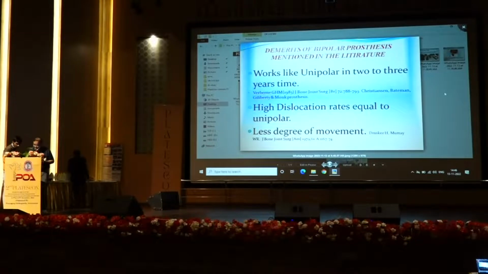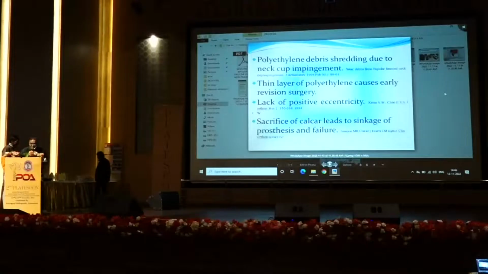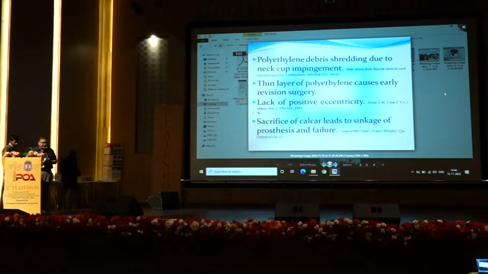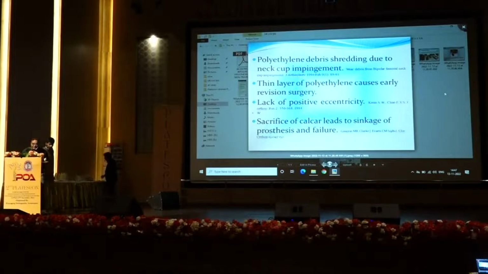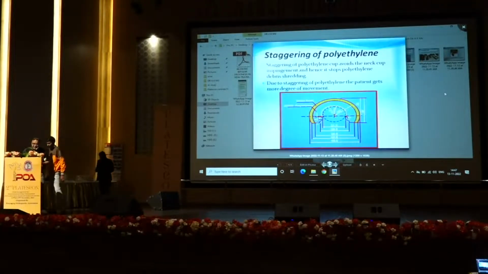Next one. Polyethylene debris shedding due to neck cup impingement is a very important cause of failure of the prosthesis. A thin layer of polyethylene causes early revision surgery. A 28 head will last not more than 6 or 7 years. Sacrifice of calcar leads to sinkage of the prosthesis. That is what the Talwalkar type prostheses do. Next.